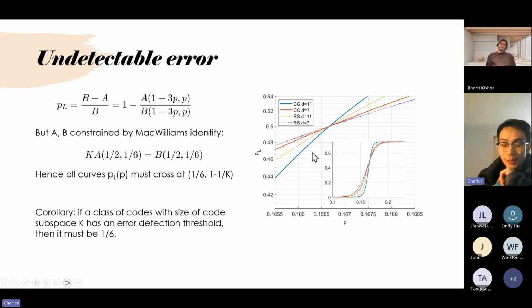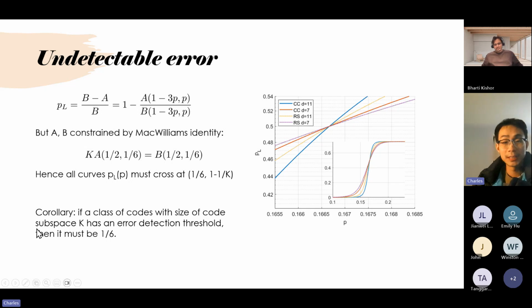So in this case, we computed the enumerator exactly. So all of these curves are precise analytical results. You plot them, and you realize all of them cross at a single point. And that's precisely the consequence of this MacWilliams identity.